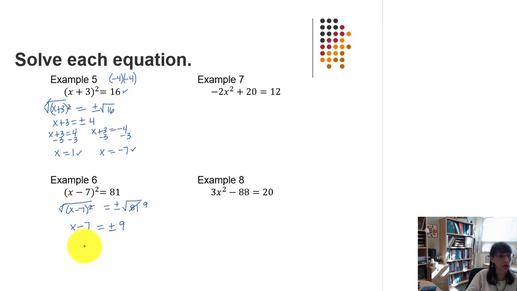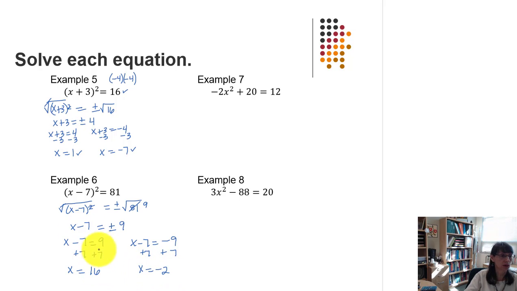We'll go ahead and set up two separate equations. One where x minus 7 equals positive 9, and then x minus 7 equals negative 9. Adding 7 to both sides of the equation, we end up with x equals 16, and then adding 7 to each side of the second equation, we get x equals negative 2.